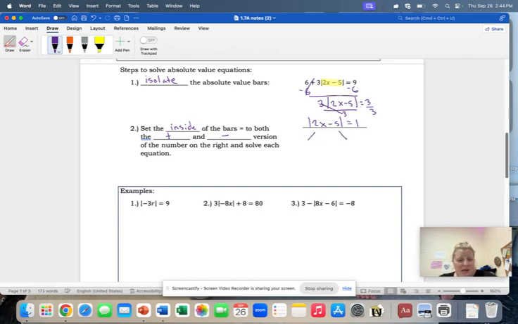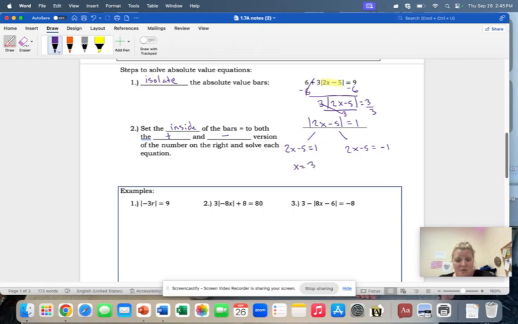I call that breaking into cases, case 1 and case 2. So for case 1, we want to get a distance that comes out to 1. But case 2, you could also get negative 1, which also has a distance of 1. So again, I have to use both the positive and the negative version of the result, because both 1 and negative 1 have a distance of 1.